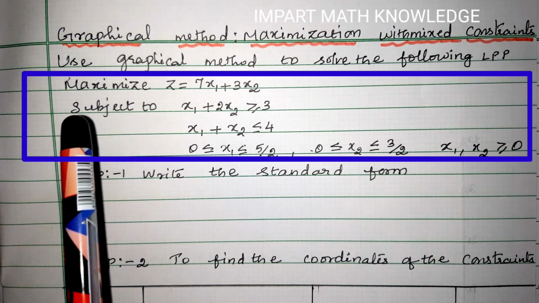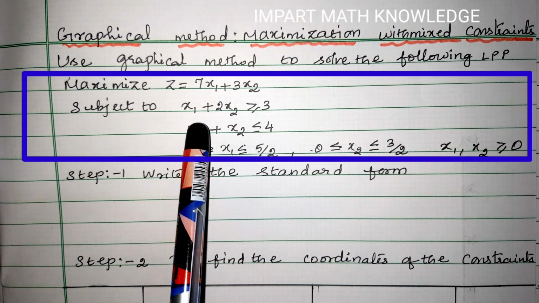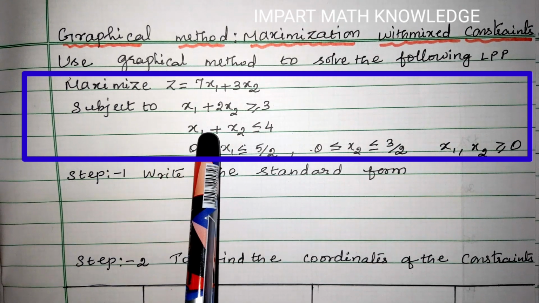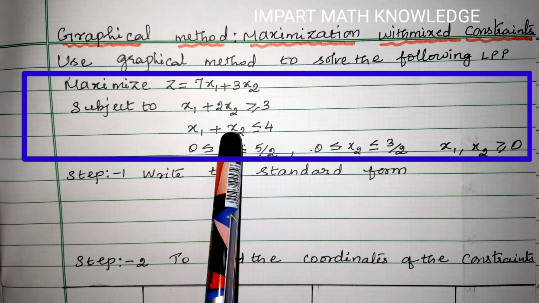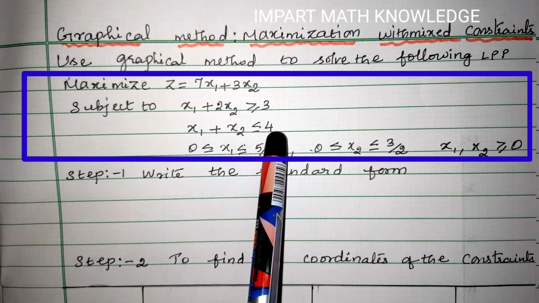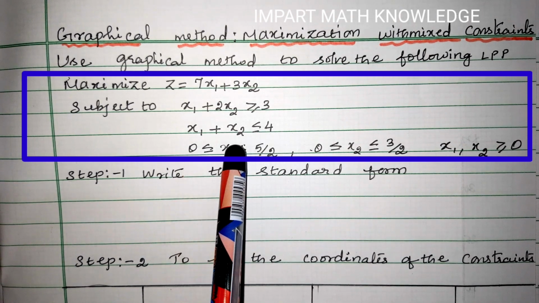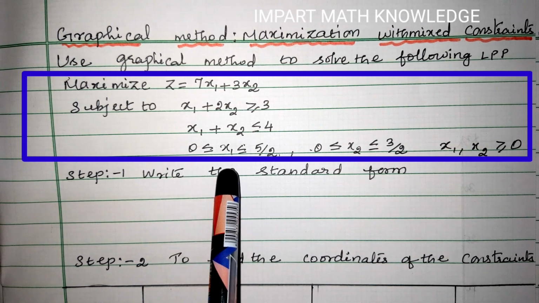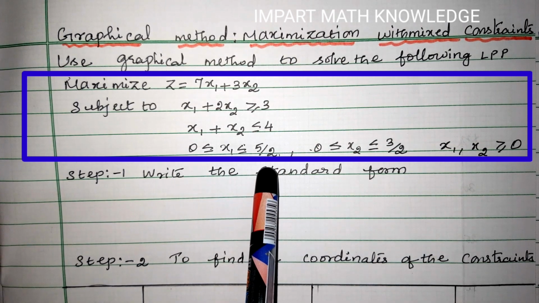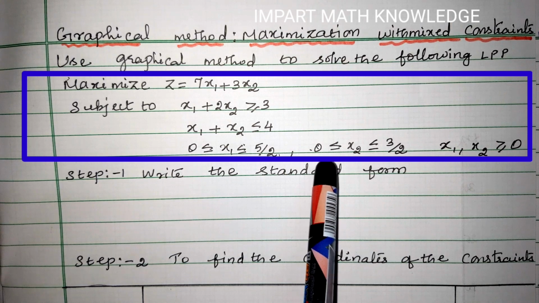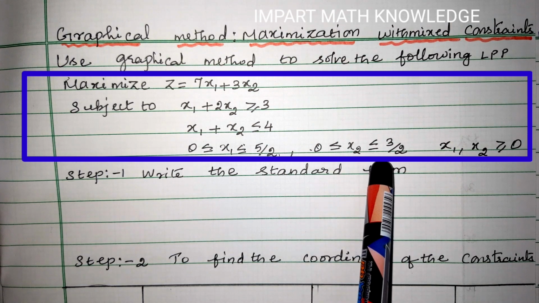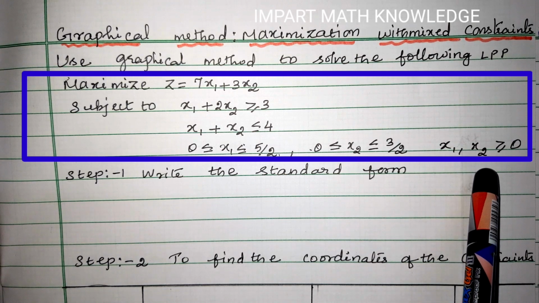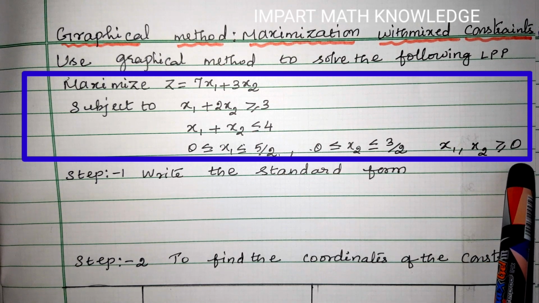The question is, maximize z equals 7x1 plus 3x2 subject to the constraints x1 plus 2x2 greater than or equal to 3, x1 plus x2 less than or equal to 4, and 0 less than or equal to x1 less than or equal to 5 by 2. The next one, 0 less than or equal to x2 less than or equal to 3 by 2, and the non-negativity constraint x1, x2 greater than or equal to 0.